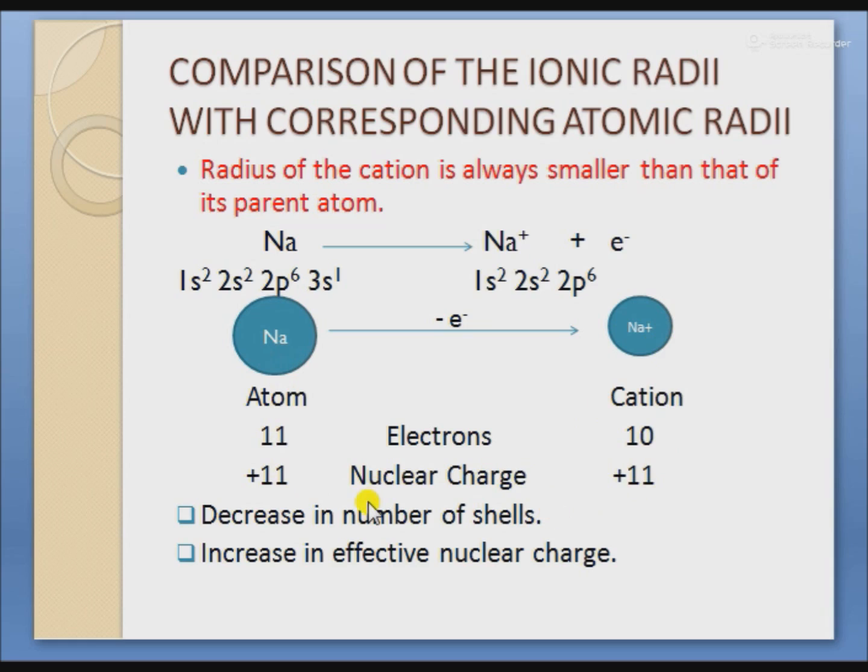It means the number of protons remains the same for the sodium atom as well as for the sodium cation, but the number of electrons is reduced from 11 to 10, and this results in a decrease in the number of shells and an increase in effective nuclear charge. Due to this increase in effective nuclear charge, the nucleus attracts the outermost electrons more, and they are strongly held towards the nucleus. This is the reason for the reduction of the cationic radius.